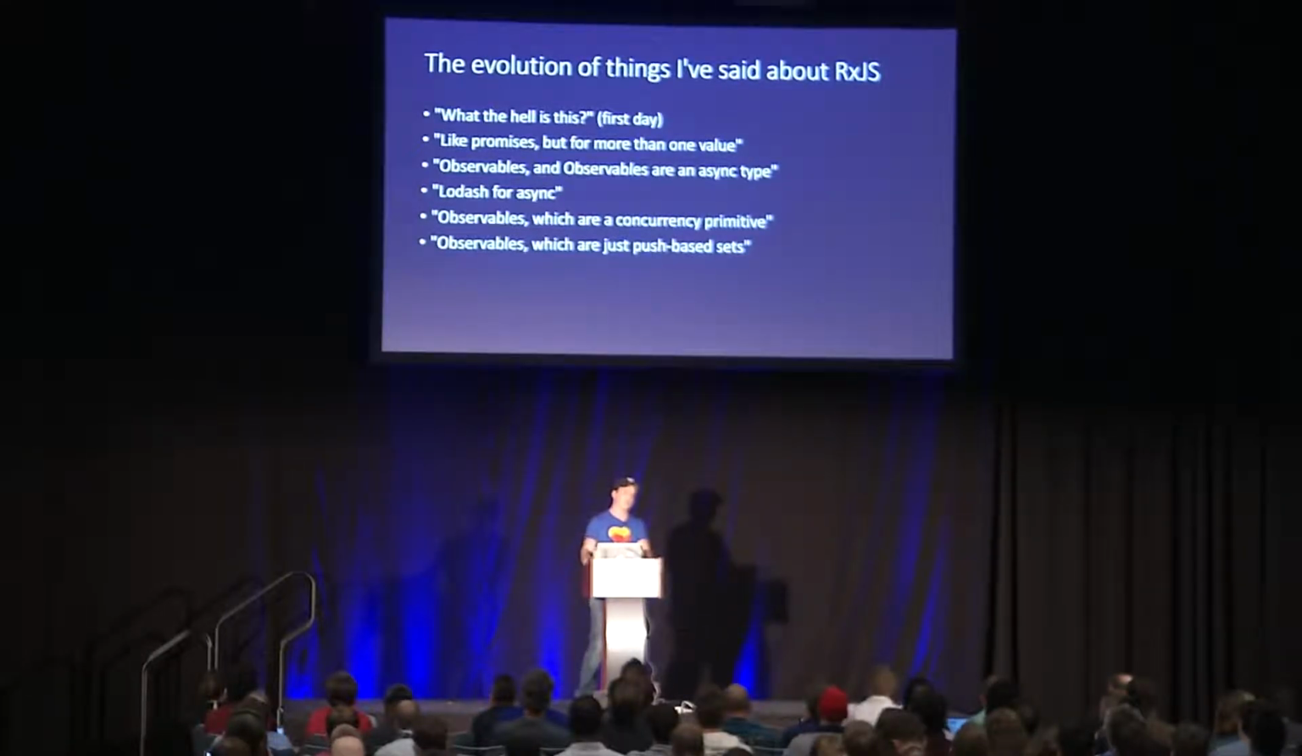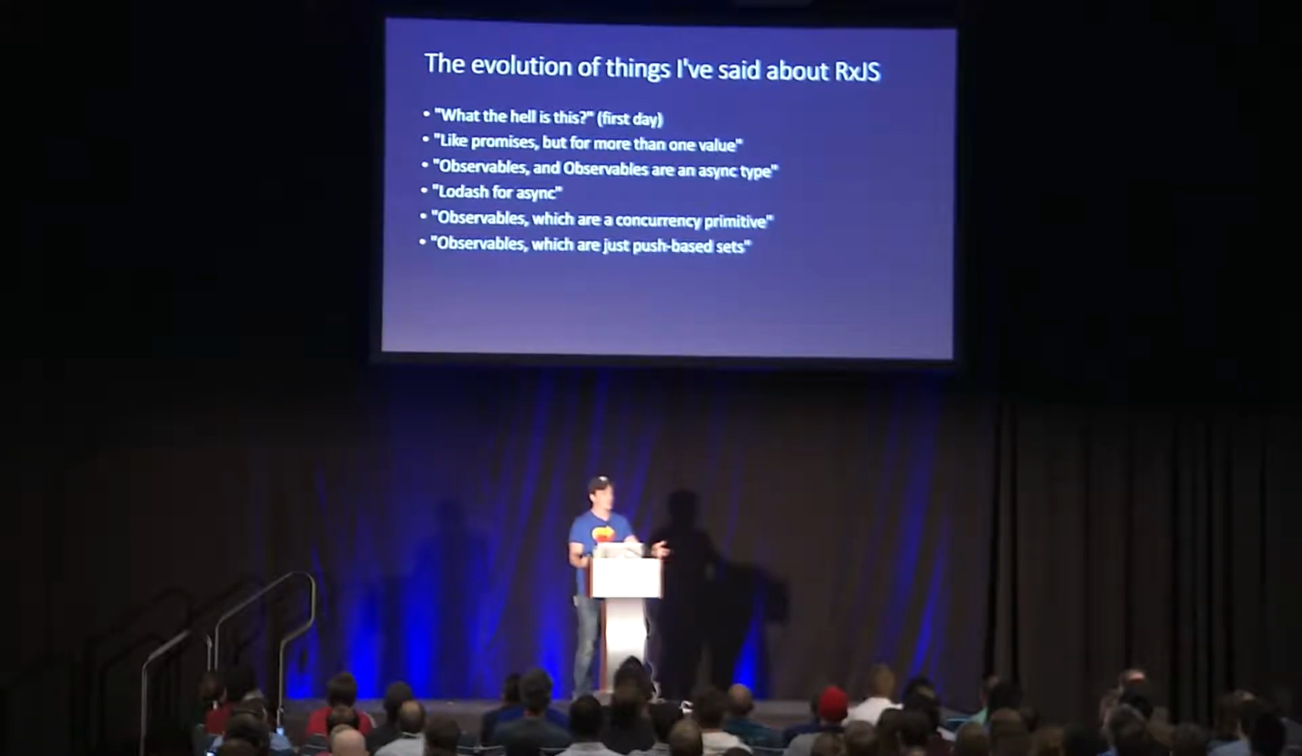So here's the evolution of things I've said about RxJS. Day one, I was like, what the hell is this thing? It looks like another Lodash. Why do I need another Lodash? This is weird. Then eventually I was like, well, they're kind of like promises, but with more than one value. OK. It's one way to think about it. It's not totally inaccurate. And then I kind of evolved, and I was like, no, it's more about observables.